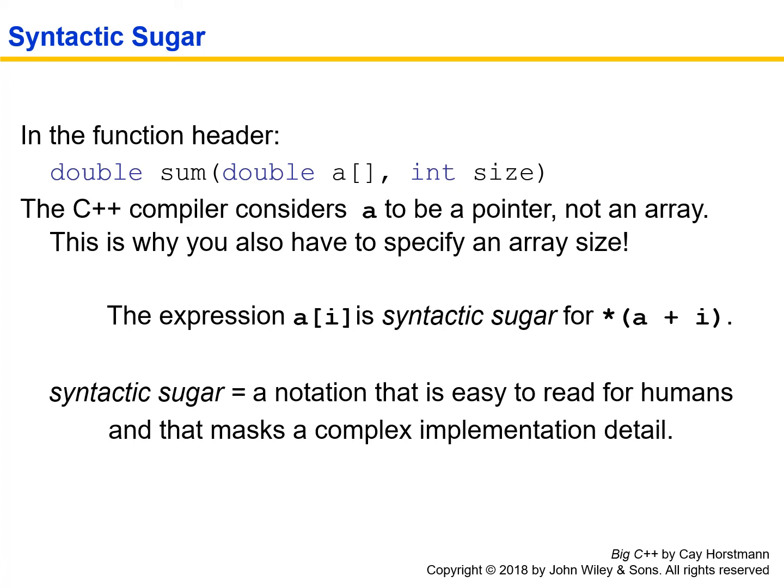We call a trick in a programming language like this, where you use a more human-readable format to mean something that's a little bit more complicated, syntactic sugar. Syntax is the way you express ideas in a programming language, and sugar, of course, is something that makes the medicine go down, right? So syntactic sugar makes it more palatable to pass an array.